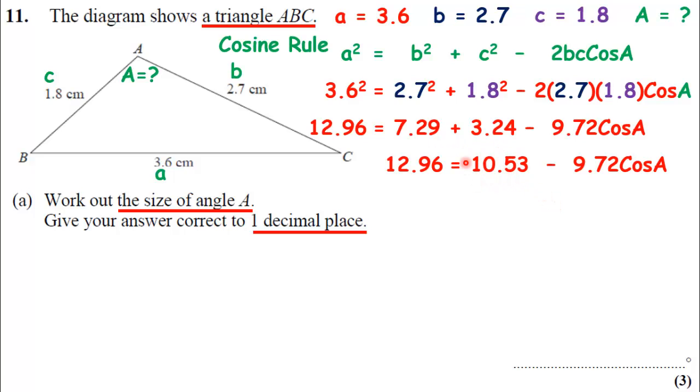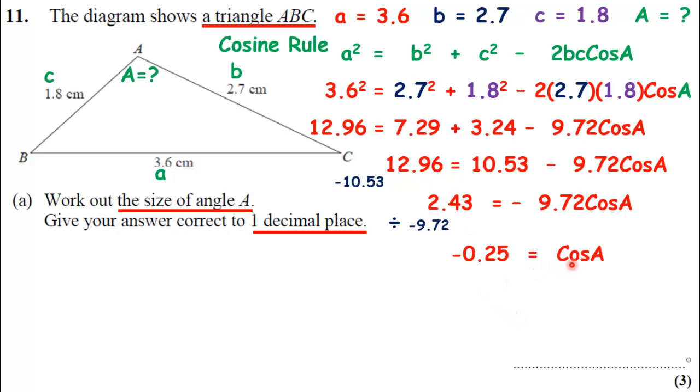I need to get rid of this 10.53, so this is like balancing an equation. Get rid of that 10.53 from that side, so I need to minus it from 12.96, and that gives me 2.43. I now need to get rid of this 9.72, but remember that's a minus 9.72, so I need to divide by minus 9.72, and that tells me that cos A is minus 0.25. So you need to make sure you present your work really clearly in a systematic way.